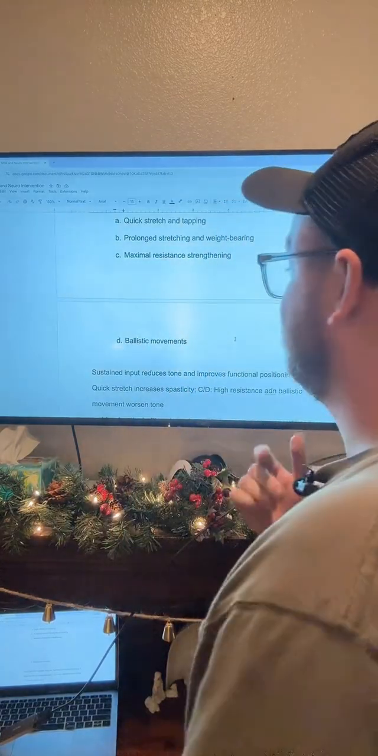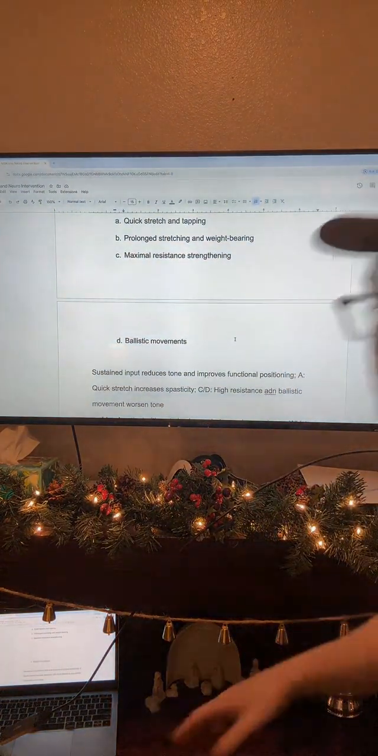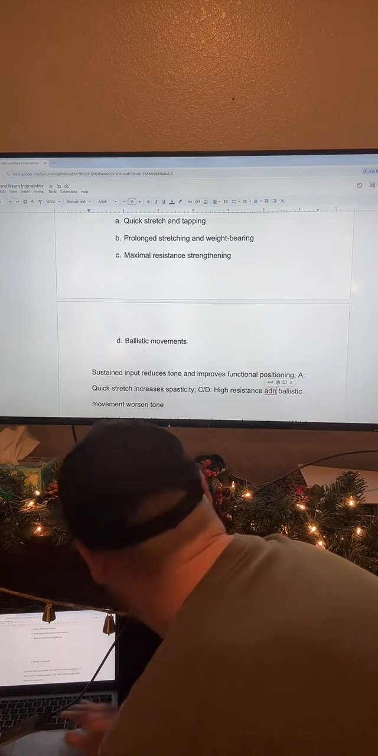So the reason that C and D are wrong is because high resistance and ballistic movements are actually going to worsen tone.